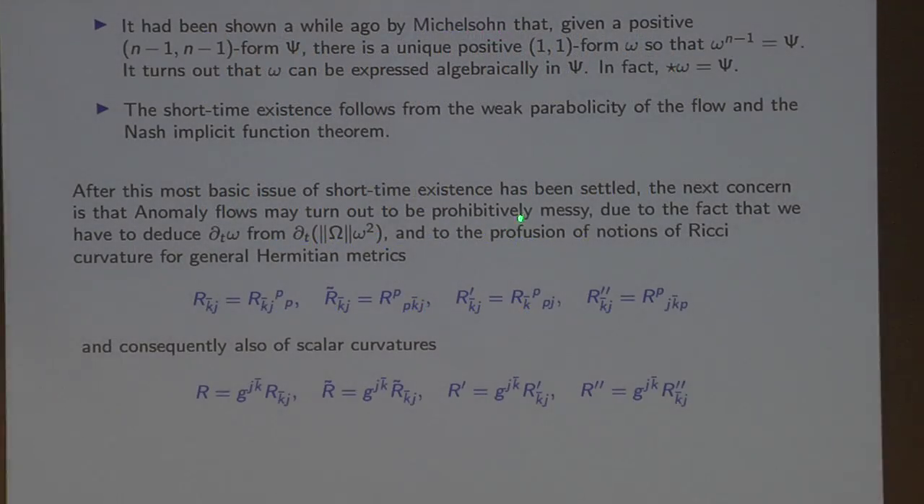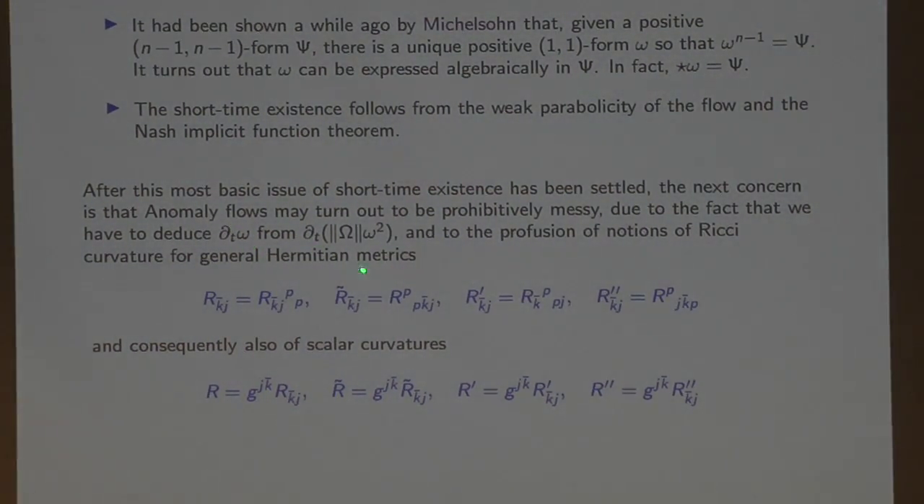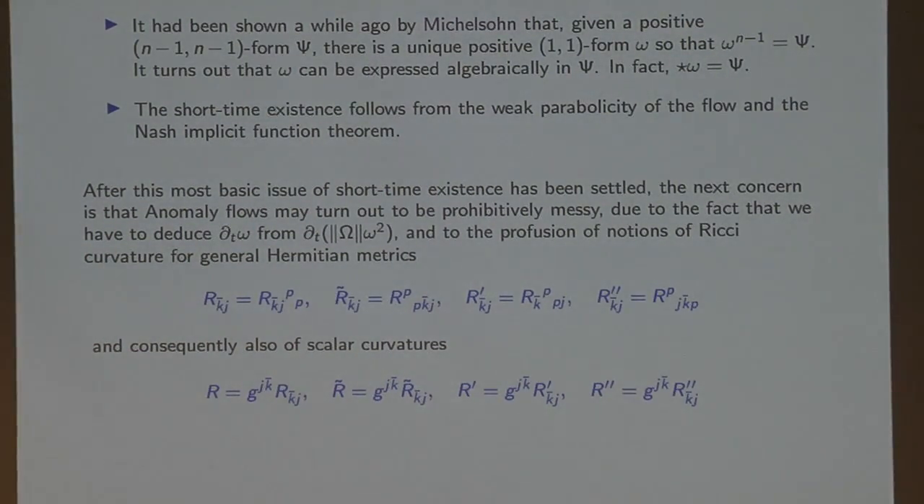going to be prohibitively messy, because, first of all, as I had mentioned, you have to deduce the flow of the metric from this. We know that can be done, but what kind of formula does that give? We don't know as yet. And then the second thing, which is always an annoyance whenever you deal with metrics which are only Hermitian and not Kähler, is that you actually have a single notion of curvature tensor, but you have a whole bunch of notions of Ricci curvatures and then of scalar curvatures.